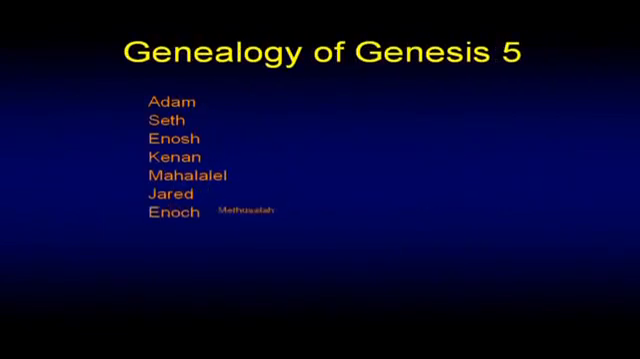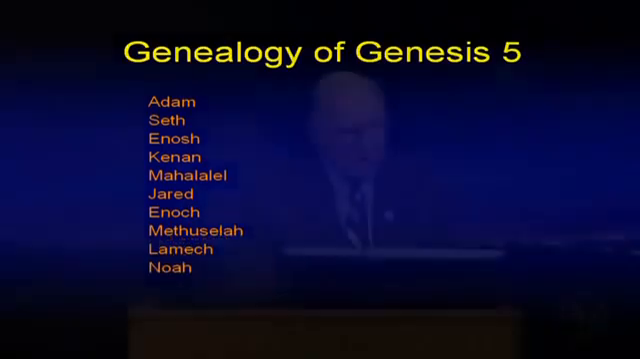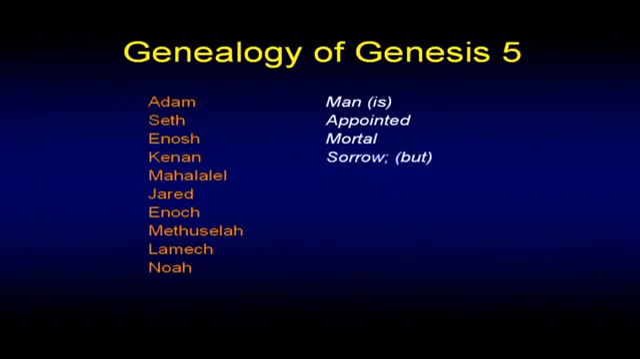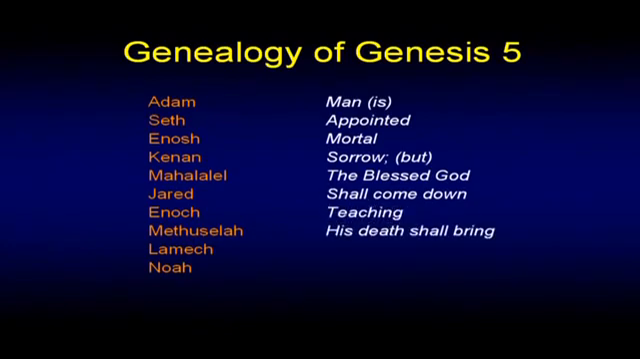Adam, Seth, Enosh, Kenan, Mahalalel, Yared, Enoch, Methuselah, Lamech, and Noah. I'm sure my Jewish friends are upset because I'm doing a terrible job pronouncing them properly, but bear with me. Let's not read it as pronounced in Hebrew. Let's translate it. What is it saying? Man, appointed, mortal, sorrow. But the blessed God shall come down teaching that his death, whose death? God's death. The blessed God shall come down teaching that his death shall bring the despairing comfort or rest.